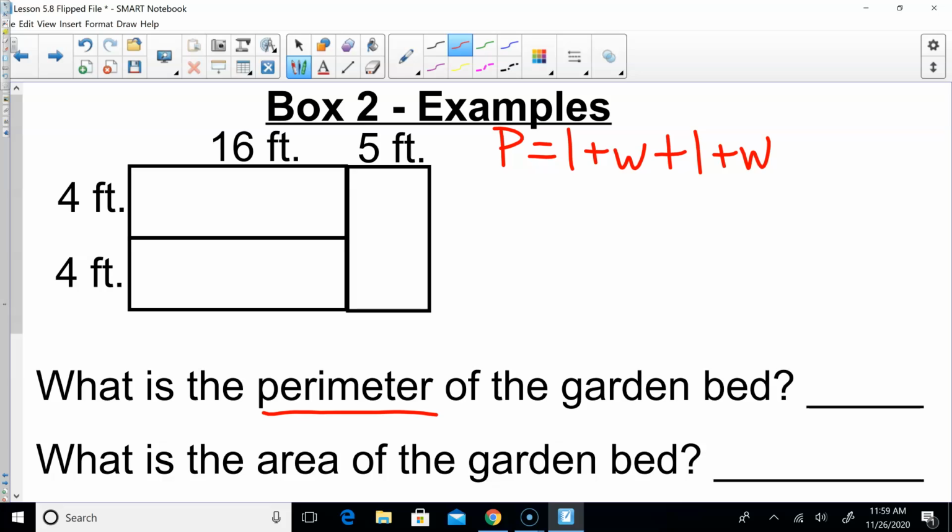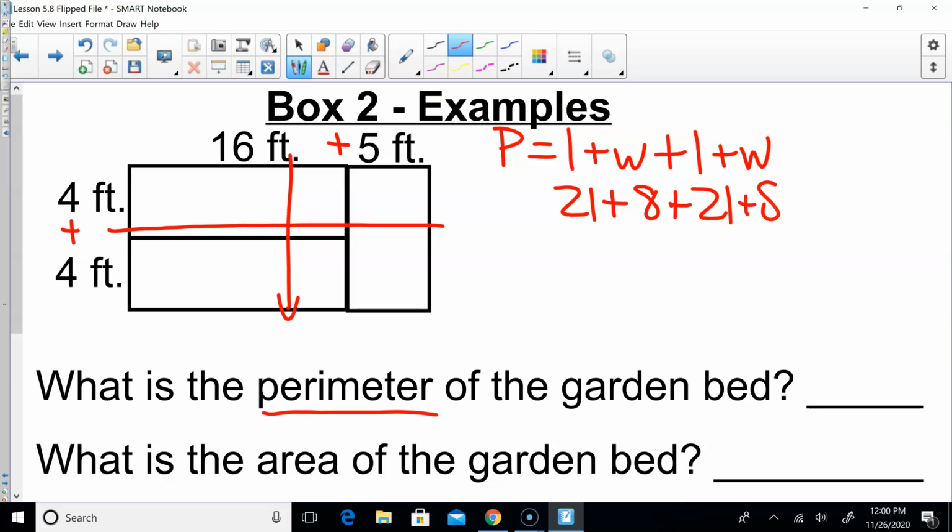And we have to plug in our sides. So we know that the long side would be 16 feet plus the 5. So this would be 21 would be this side, plus our width, which would be this side of 4 plus 4 would be 8, plus if we work our way around, then this side would be the same on that, so that should be 21, plus the width, which would be the same as that side, which would be 8. So P equals 21 plus 8 plus 21 plus 8.